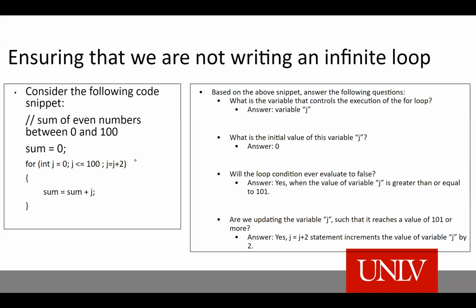Up next, I have a for loop to sum up all the even numbers between 0 and 100. Again, it's not necessary that I always use the variable i. In this case, the variable j is going to control my for loop. I'm starting at 0, and the for loop execution stops when the value of j is 101. I'm incrementing j in steps of 2. So start at 0, stop when j is 101. And am I updating j? I'm updating j, and this time I'm updating it by 2.